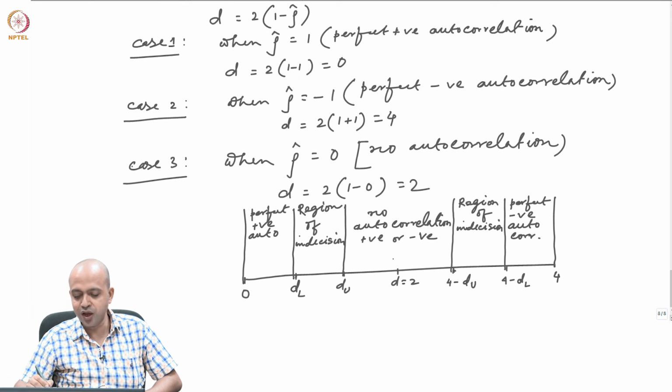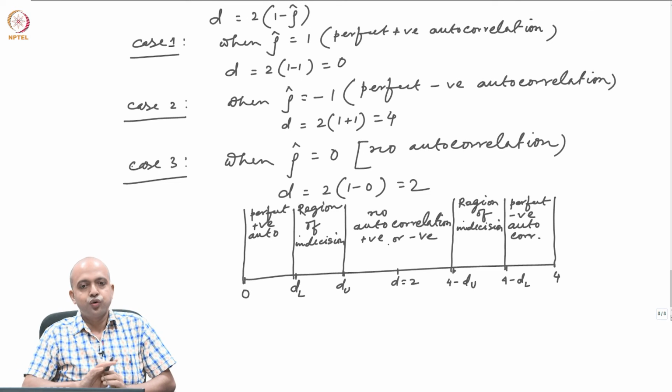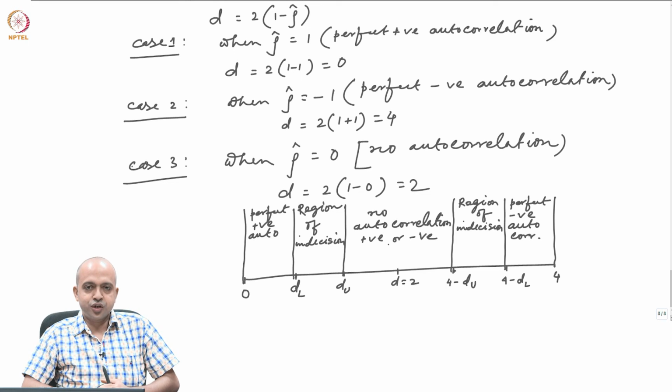Similarly, if you are here, then that shows there is perfect negative autocorrelation. And when your values are in the neighborhood of 2, then that basically shows there is no presence of autocorrelation, either positive or negative. So, this is how with the help of the Durbin-Watson test statistic you can decide whether your data set suffers from autocorrelation or not.